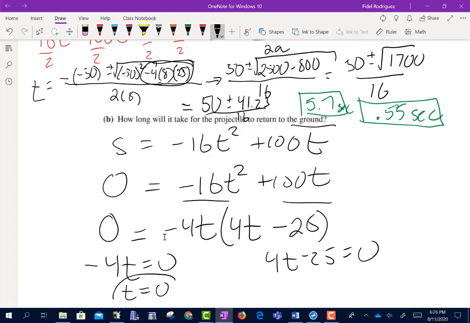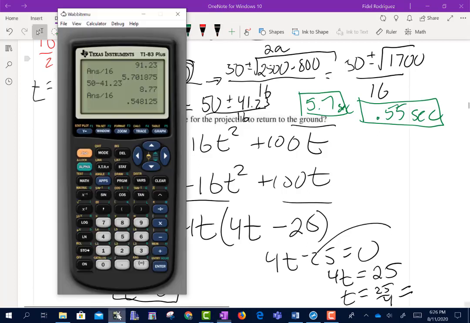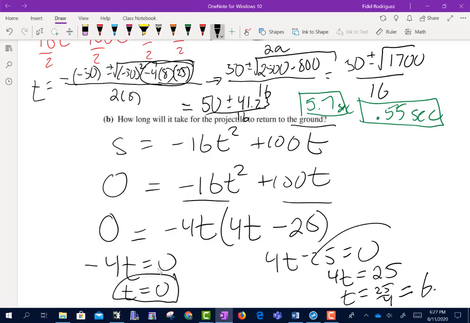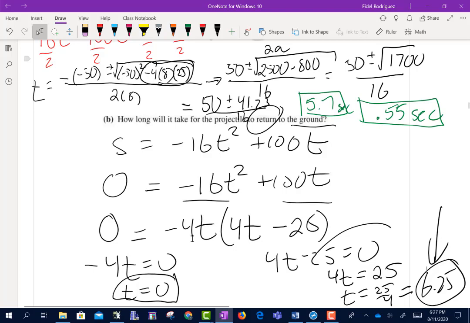So this is going to give me t equals 0. If I move that 25 over, I get 4t equals 25. And then if I take 25 and divide it by 4, let's use our calculator again. 25 divided by 4 is 6.25. So the question says, when is it going to return to the ground? At 6.25 seconds, right? By the time it hits the ground, it's already at 6.25 seconds.